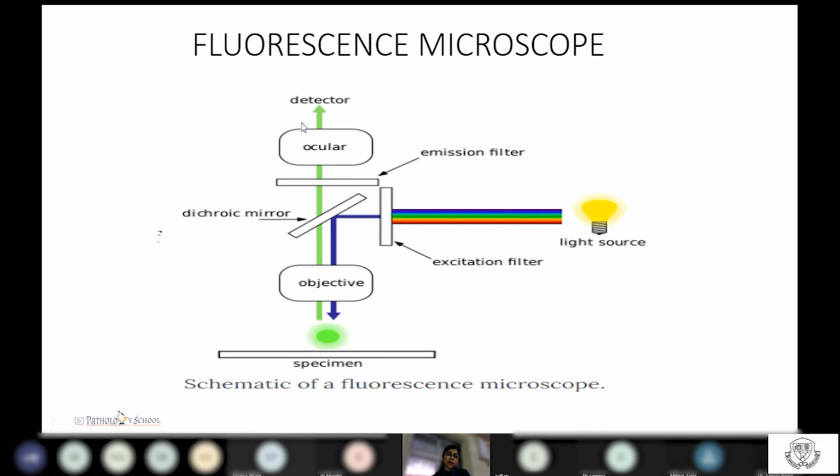Once it passes through your excitation filter, it hits your dichroic mirror, which is angled at 45 degrees. It reflects the light, which passes through the objective and hits your specimen. Once it hits your specimen, the fluorochrome gets excited. It emits light which is green in color, passes through the objective and passes through your dichroic mirror. Now, the dichroic mirror allows reflection of the excitation light, and it allows the passing of your higher wavelength light, and it passes through your emission filter and lastly through the ocular lenses, and you are able to detect the fluorescence.